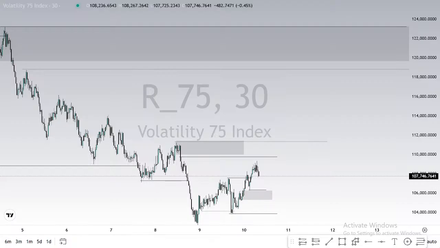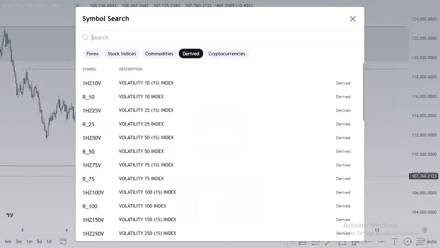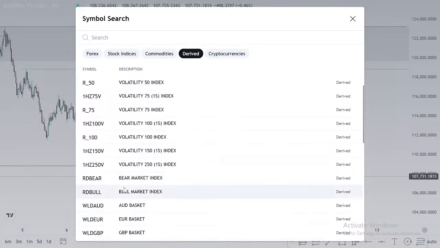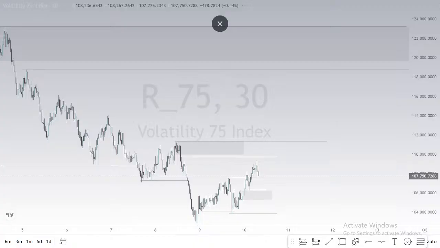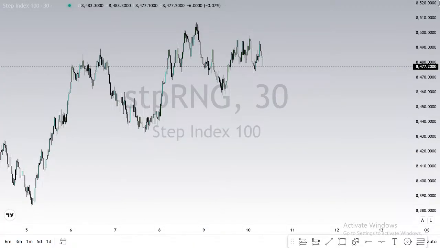So I'm going to be picking one asset from the comment section now, and I'm going to be analyzing that. So let's see the comment section. Okay, step index. We have two people make mention of step index, so I'm going to be going over to step index right now. All right, we have different step index here, but let's do step index 100. Step index 100 is the normal step index on volatility on derivative.